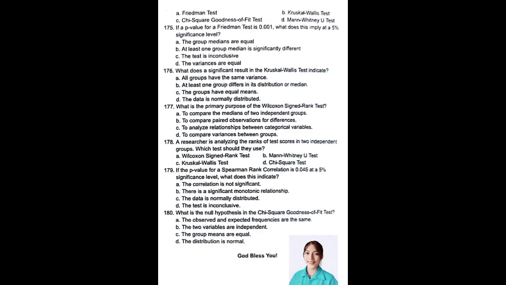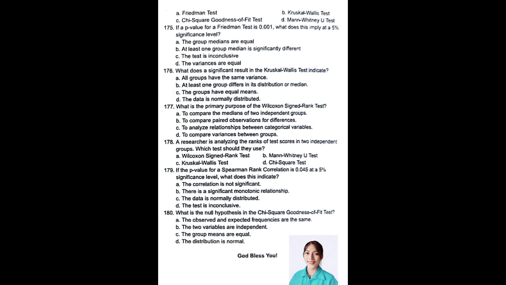Then we have 174. Which of the following tests is appropriate for testing if observed frequencies match expected frequencies? The statistical tool appropriate for that is the chi-square goodness of fit test. So that's option C. Then we have: if the p-value for a Friedman test is 0.001, what does this imply at a 5% significance level? It implies that at least one group median is significantly different. So that's option B.